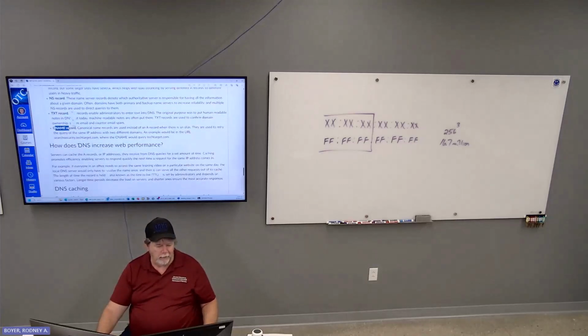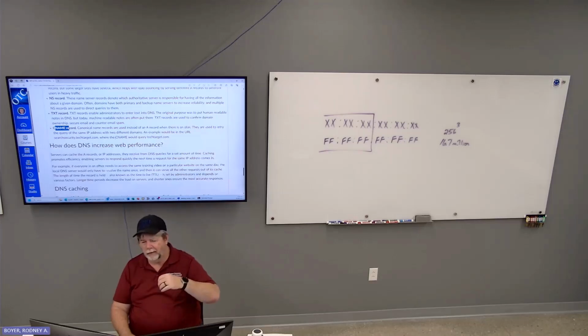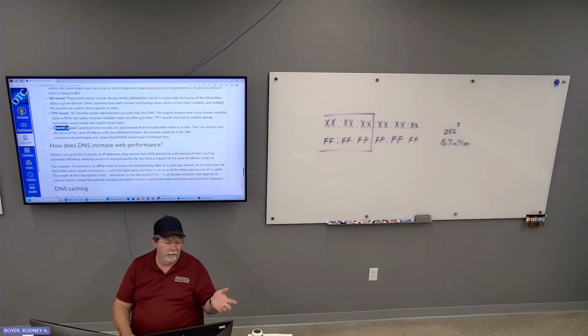And then CNAME is a canonical name, which is an alias. So, you know, Nathaniel is Nate's given name, but he also will respond to Nathan, Nate. Hey, you got any nicknames? Family calls me Buddy. Okay. So Buddy would be an alias. CNAME.